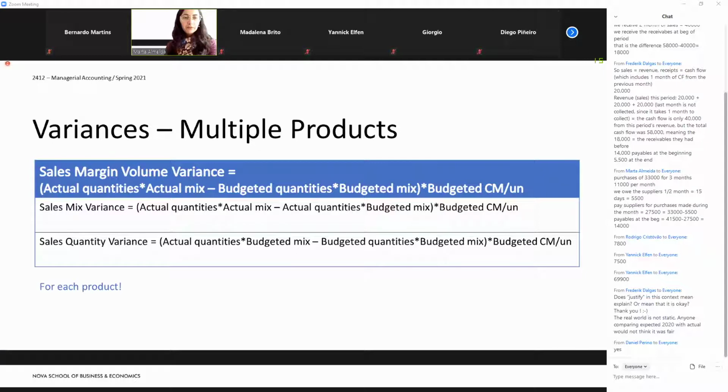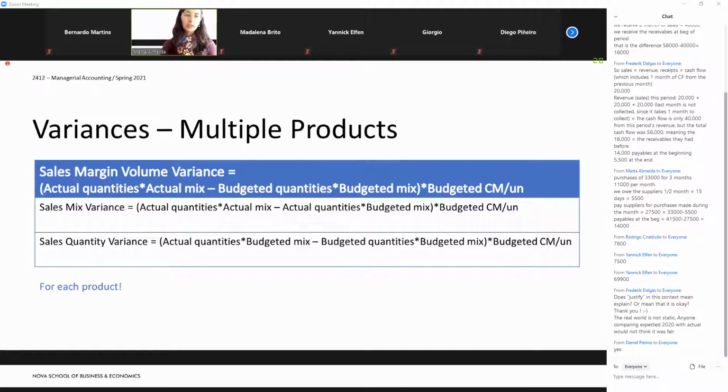Now we have variances when we have more than one product. When we have more than one product, we have to take into account the mix, okay? So we can calculate the sales margin volume variance, which would be the actual quantities times the actual mix, minus the budgeted quantities times the budgeted mix. All of these are multiplied by the budgeted contribution margin per unit.